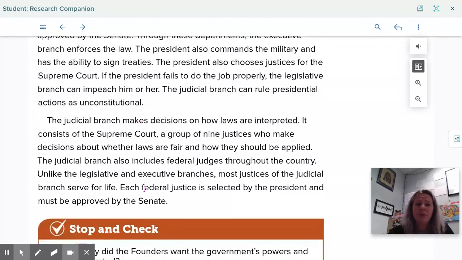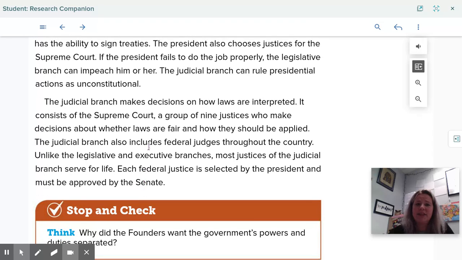And then lastly, we have the judicial branch, which makes decisions on how laws are interpreted. It consists of the Supreme Court, a group of 9 justices who make decisions about whether laws are fair and how they should be applied. The judicial branch also includes federal judges throughout the country. Unlike the legislative and executive branches, most justices of the judicial branch serve for life. I mean, they don't have a set term, they serve for the remainder of their life. Each federal justice is selected by the president and must be approved by the Senate.